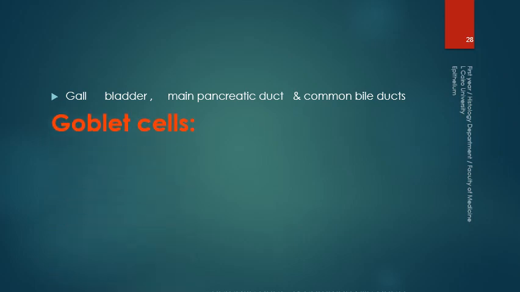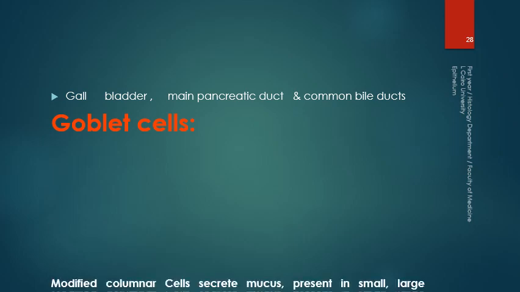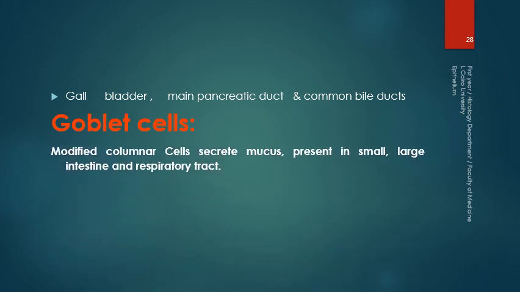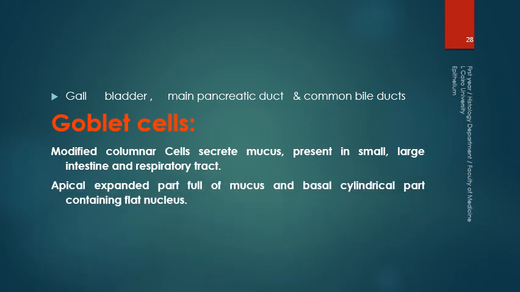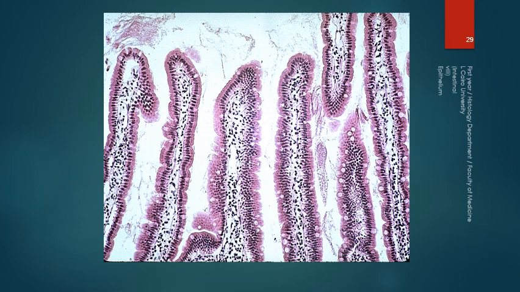What is the meaning of goblet cell? It is a modification of the columnar cell in which it accumulates mucus at the surface. This mucus is important as a lubricant for the stool in the small and large intestine, and is important in the respiratory passage to trap particles. The apical part expands and is full of mucus, while the basal part is cylindrical and contains the nucleus and the organelles.